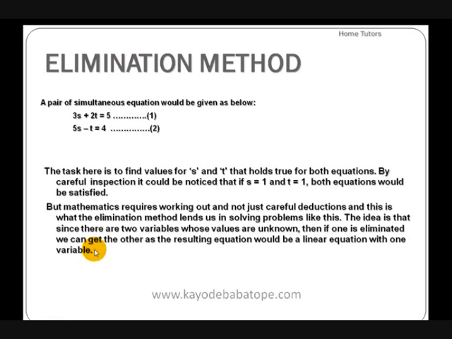The idea is that since there are two variables whose values are unknown, if one of these variables is eliminated, we can get the other, as the resulting equation would be a linear equation with one variable.